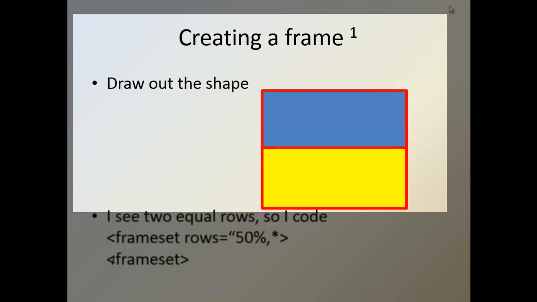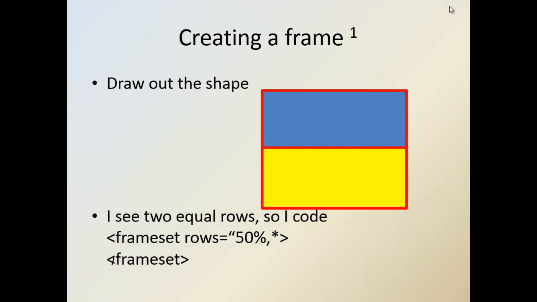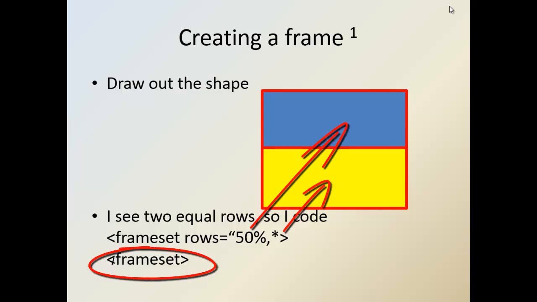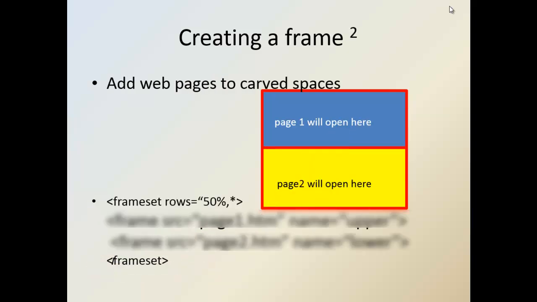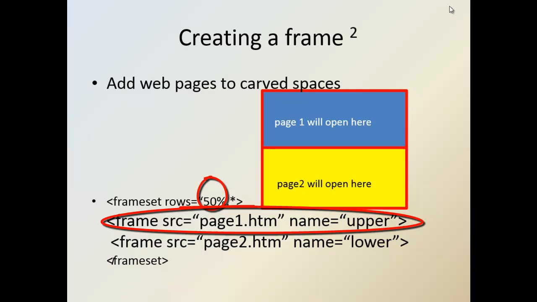To create a frame, I suggest you first draw out the shape. In this case, I see 2 equal rows, so I code frameset rows equal, and as they're divided about half and half, 50%, comma, asterisk, and then I end the frameset. Now I need to add web pages to the carved spaces. I want page 1 to open in the top window and page 2 to open in the bottom window. Since I specified 50%, comma, asterisk, the first frame I mention will go into the first value I mentioned.